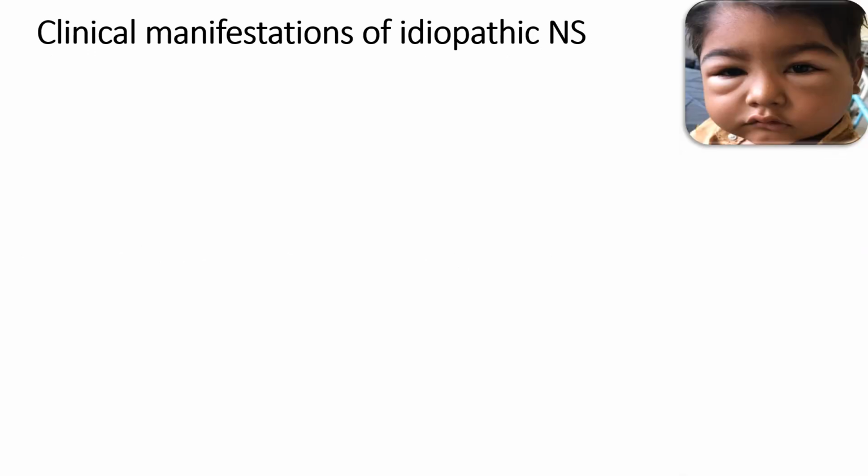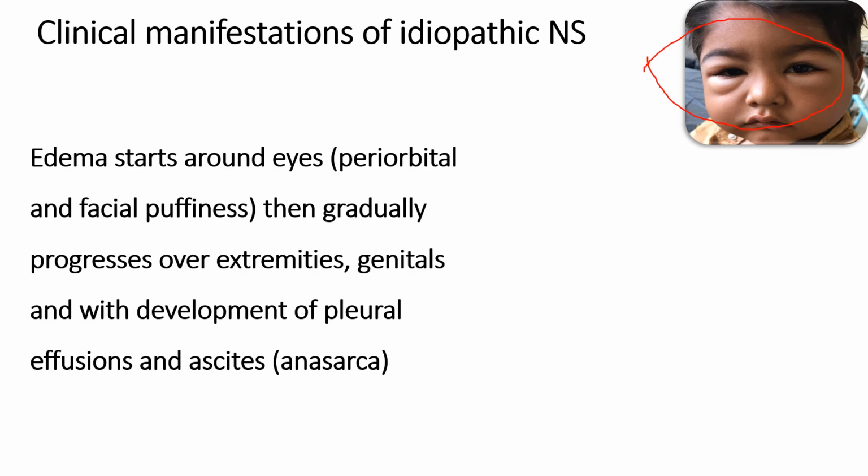Now in this picture you can see the child is having periorbital edema and facial puffiness. So in nephrotic syndrome, edema starts around the eyes in the periorbital area, and there is a characteristic history that the child has periorbital swelling in the morning which regresses in the daytime, and later on the child will have facial puffiness, then it can progress over the extremities.